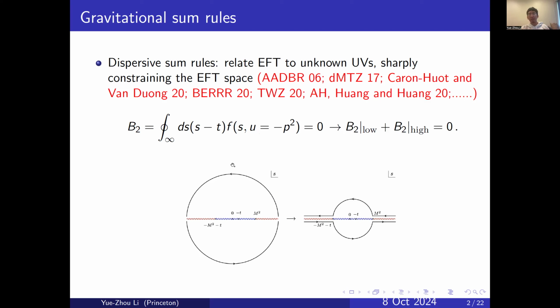Because, as Simon explained, we assume causality, and causality is equivalent to the statement of analyticity. So we can just deform the contour to make it into two pieces. First is a small arc along the low-energy region where we can apply some local field theory description and so on. And the second part is some integral along the high energy part, which is probably string theory or some other UV scenarios that we don't know, we don't assume.